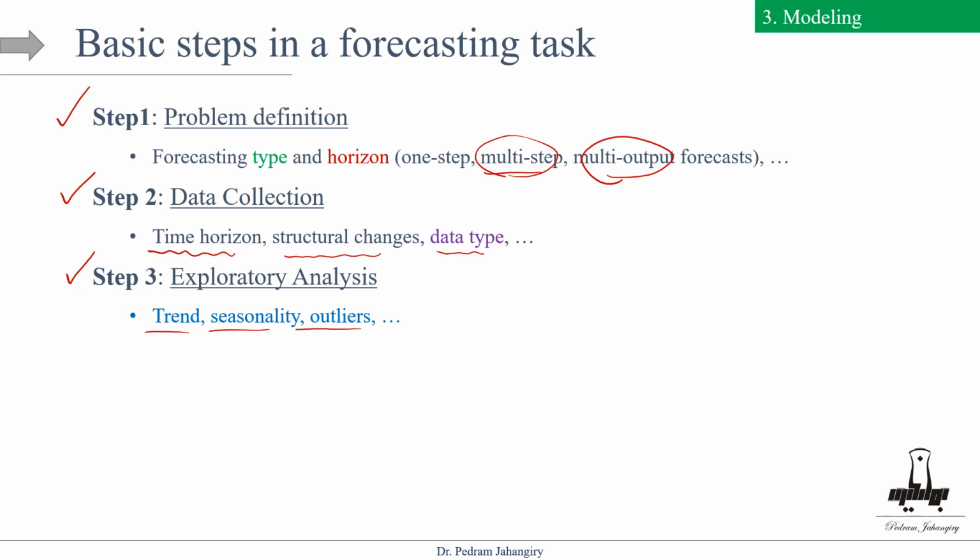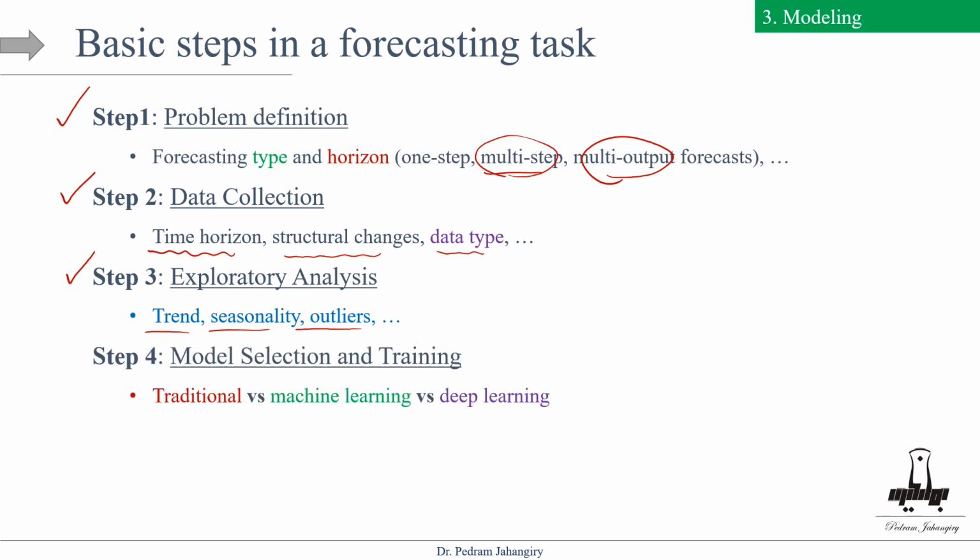For example, looking at ACF, PACF, plus looking at, I don't know, simple trend and seasonality decomposition of your data set and things like that. All right, step number four, model selection and training.